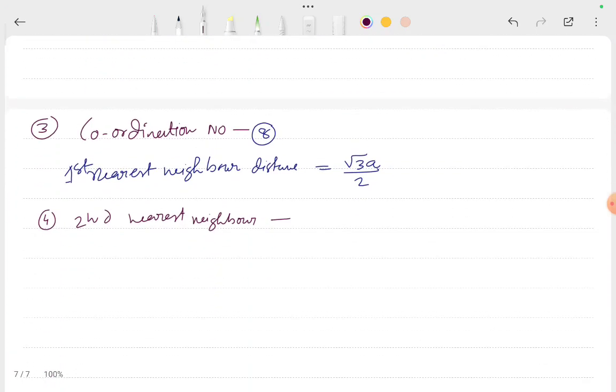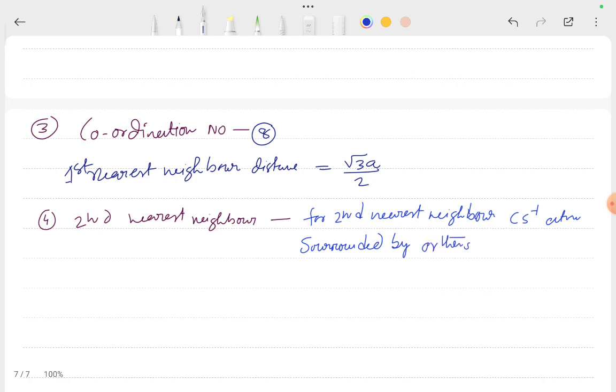Okay, so for the second nearest neighbor, a Cs plus atom is surrounded by other Cs plus atoms. So its number is 6.